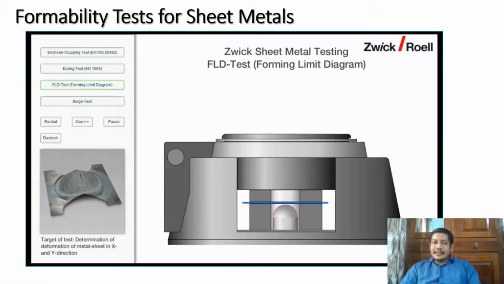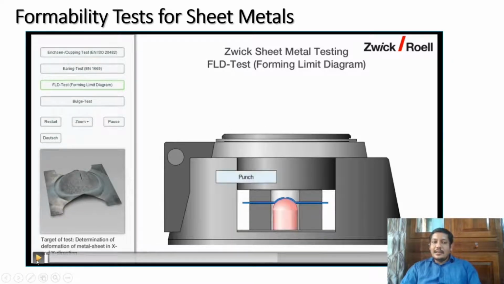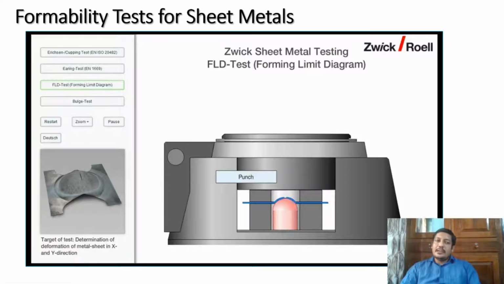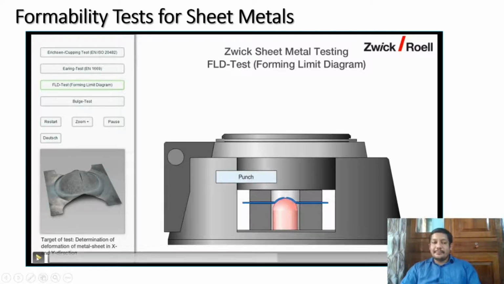Next is to test the determination of deformation of metal sheet in X and Y direction. So X and Y direction you are testing it. The information you are obtaining from this sheet will be used to understand the forming limit diagram of a particular sheet. I'll come to the next slide, so I'll clearly explain how that has been drawn for the various materials.